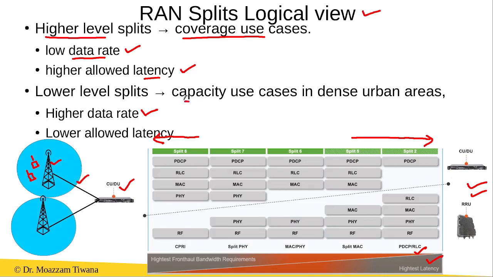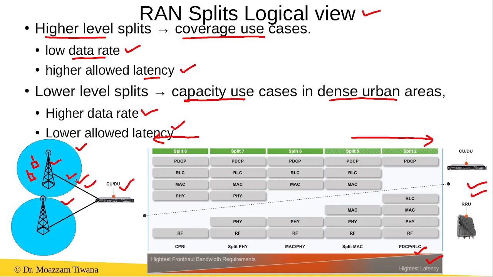And then we have the capacity use cases. The capacity use cases are used in the dense urban areas where these cells are very small, and since these cells are very small, the distance between the base station and the CU/DU is also less. But on this link, we require higher data rates and we can allow very low latency.